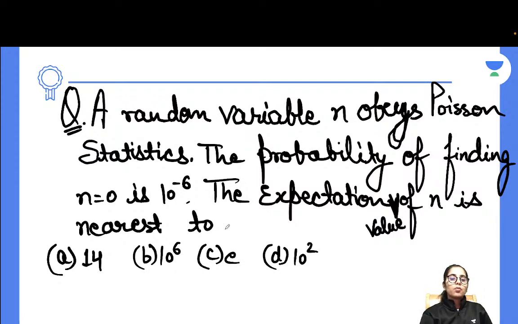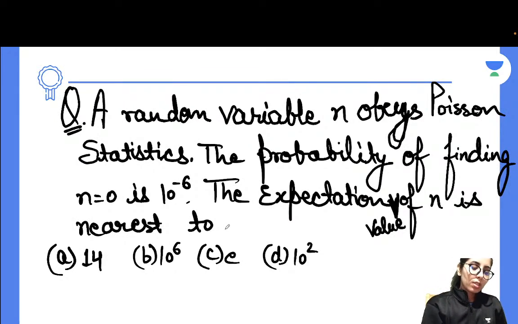The probability of finding n equal to 0 is 10 to the power negative 6, which means this probability is very small, closer to 0. When you get a small probability, you can get the idea that you have to use Poisson statistics in this question.